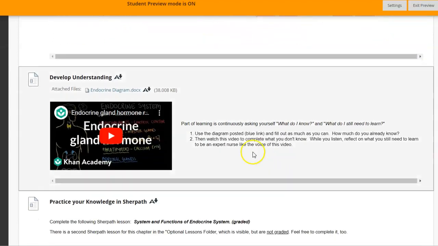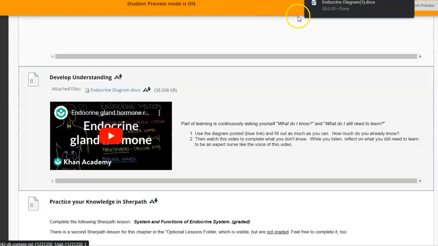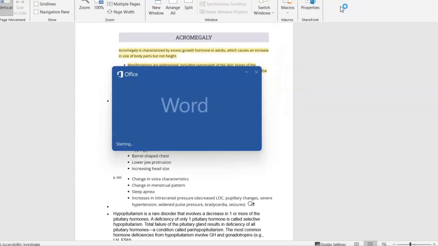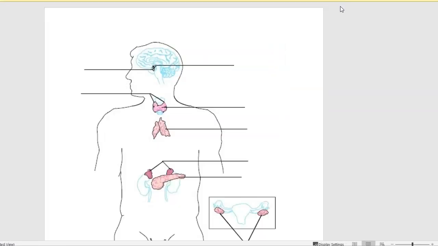Then there is a video here, and I would like you to watch the video and use the diagram, the blue link here, and fill out as much as you can. How much do you already know? Then watch this video to complete what you don't know. While you listen, reflect on what you still need to learn to be an expert, like the nurse in the video. So let me open this, and we'll see what the endocrine diagram looks like.